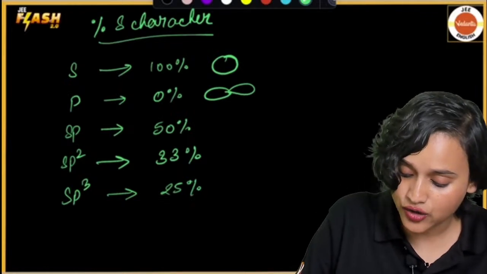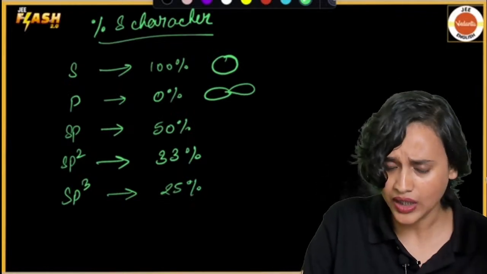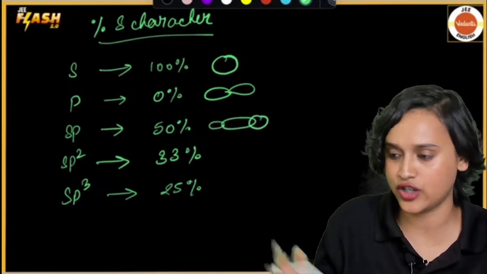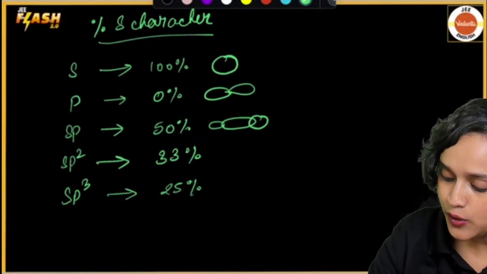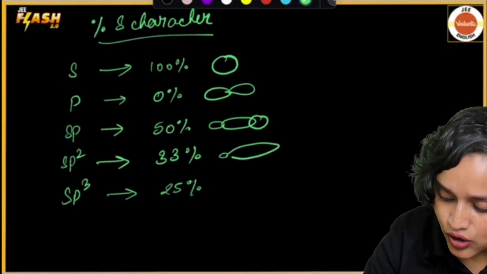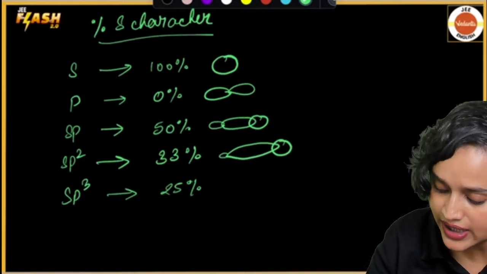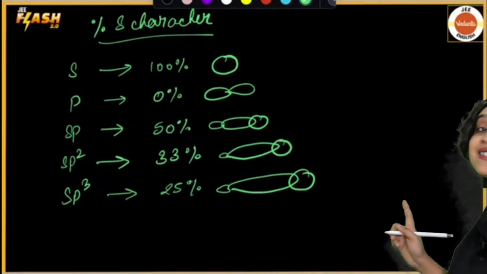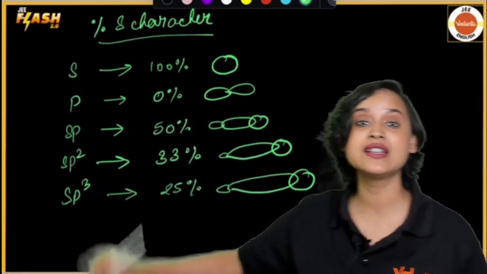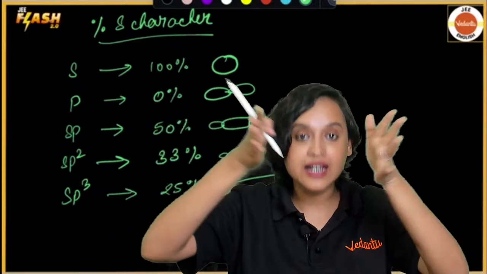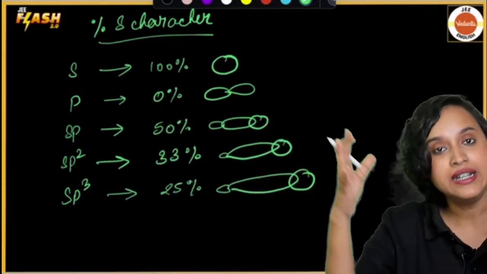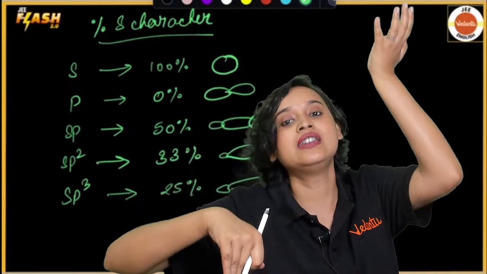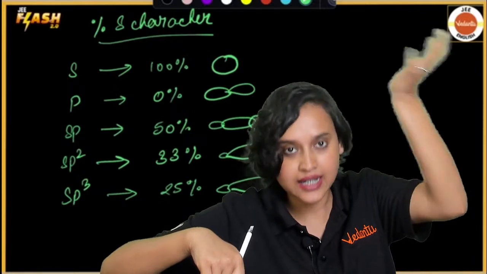So if it is S and P orbital, then what will happen? You will have P like this and here will be the S hybridization. If you have sp2, then it will go like this, and here will be your S. If it is sp3, then this will be long, and here it will be S. So understand this: if percentage S character increases, then bond length decreases. If percentage S character decreases, bond length increases. Understanding this, everybody?